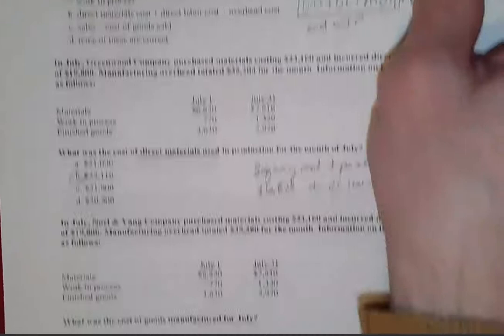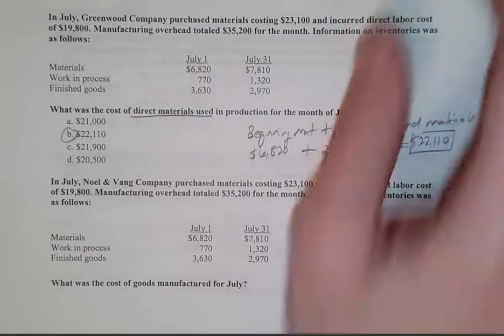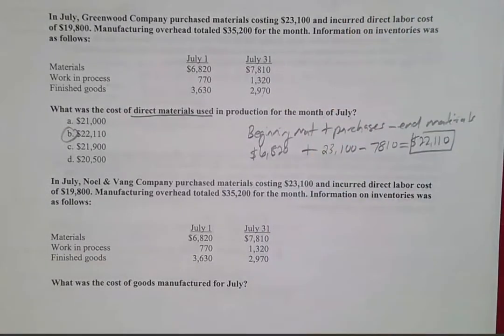So let's see what we have here. It looks like we have the exact same scenario with a different name of a different company. They're calling it Noel Vang Company here, and up here it's Greenwood. But if we look at the numbers, they're exactly the same. So what was cost of goods manufactured for July?